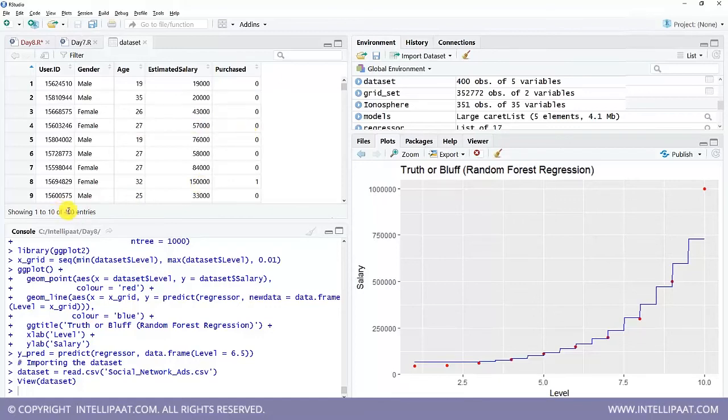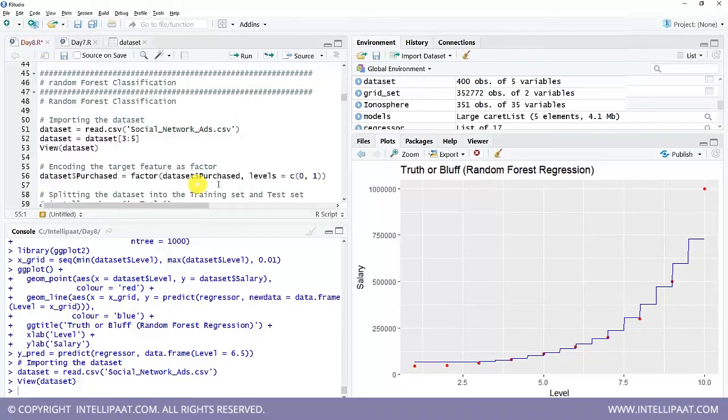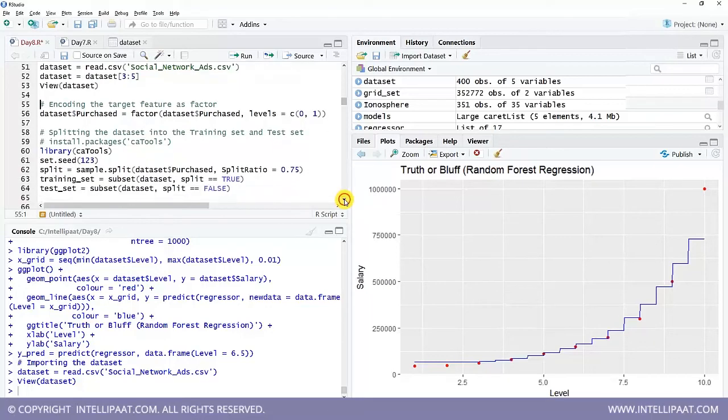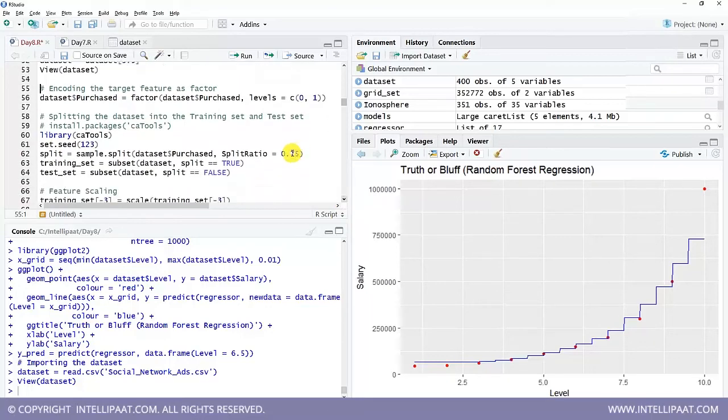So how many entries are there? There are 400 entries. As part of machine learning, we are going to split it into a training data set and a test data set. As usual, the training data set should contain more records. So we have a split ratio of 0.75. That is, the training data set will contain 300 records out of 400, and the test data set will contain 100 records out of 400. That's what we are trying to do.